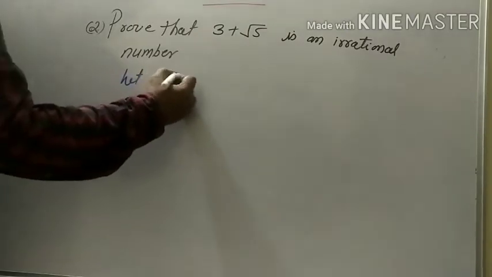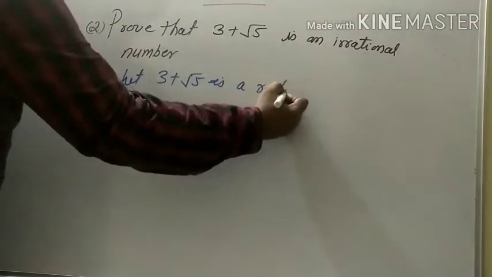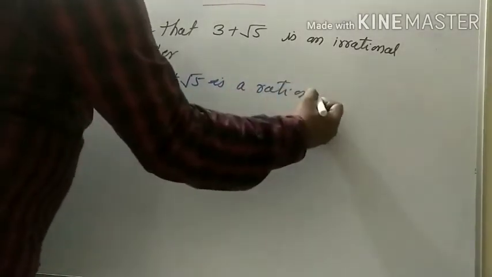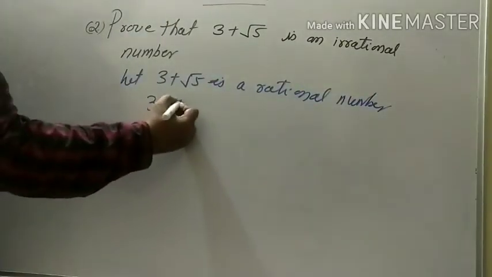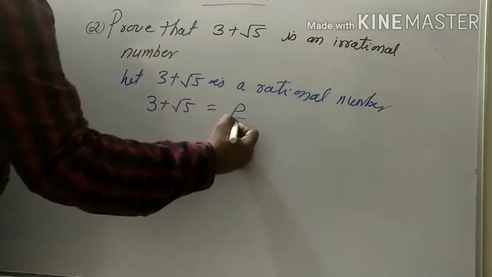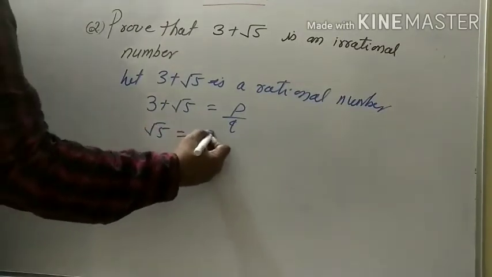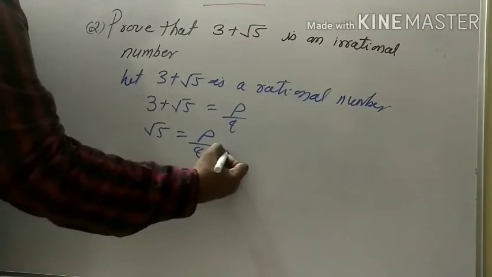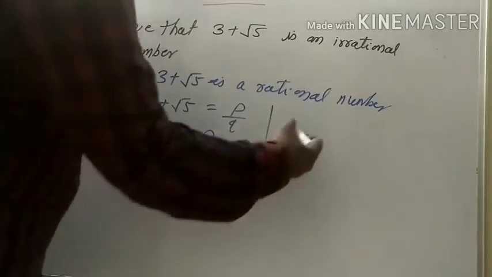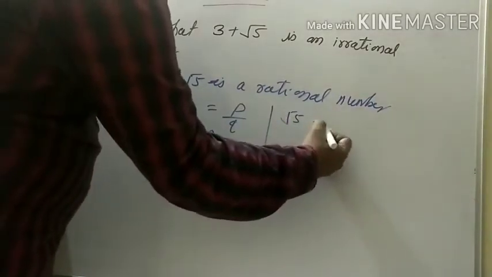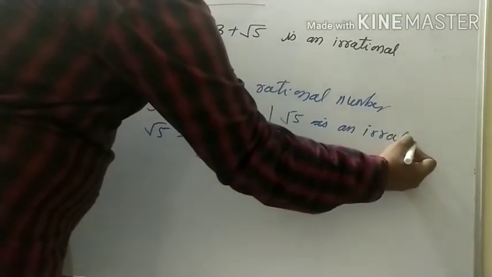Let 3 plus root 5 be a rational number. We assume that 3 plus root 5 is a rational number. Therefore 3 plus root 5 is equal to what? P upon Q. Therefore root 5 is equal to P upon Q minus 3. So in this, root 5 is an irrational number.